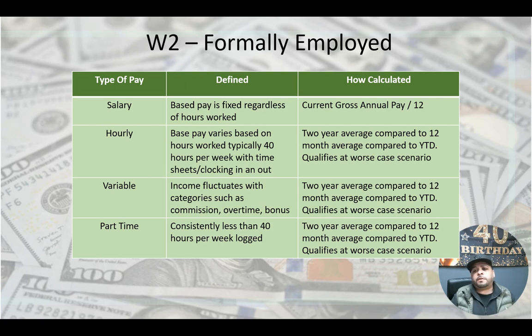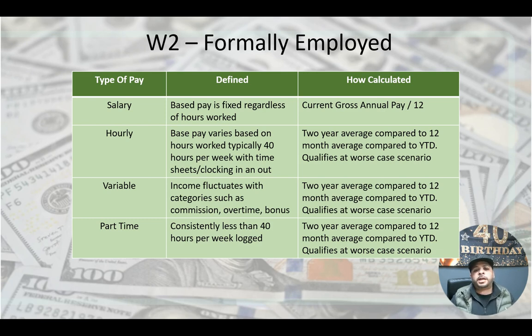And that's going to be pretty straightforward. That's just going to be the annual amount divided by 12. If you're looking at the actual pay stubs, depending on the pay period, you just multiply it by how many pay stubs are in the year and then divide it by 12. We're always talking about gross income. So, whatever comes out on that calculation, that's what you use for qualifying.